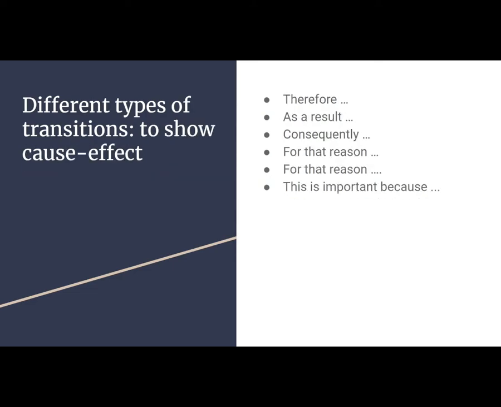But not only that, we can also show cause and effect. A happened, and so B happens. So therefore, as a result, consequently, for that reason, it is important because. So to show cause and effect, it is important because we see that.